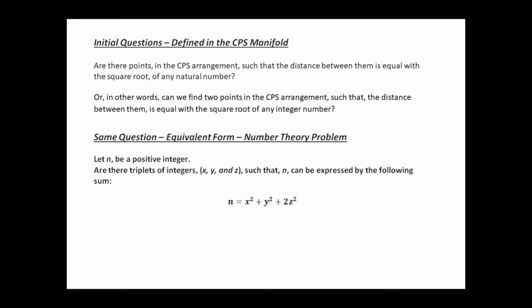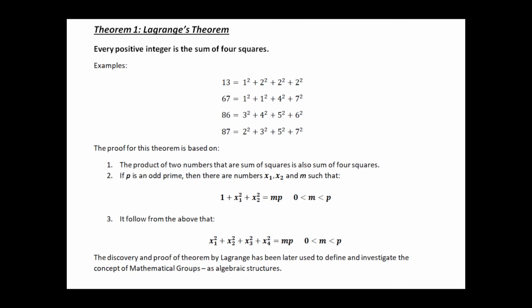A closer look at this expression reveals that our initial question is equivalent with the following question. Let n be a positive integer. Are there triplets of integers x, y, and z, such that n can be expressed by the following sum? x² plus y² plus 2 multiplied by z²? This is now a problem of number theory. To solve this, we look back to 1770, when Lagrange proved the following theorem.